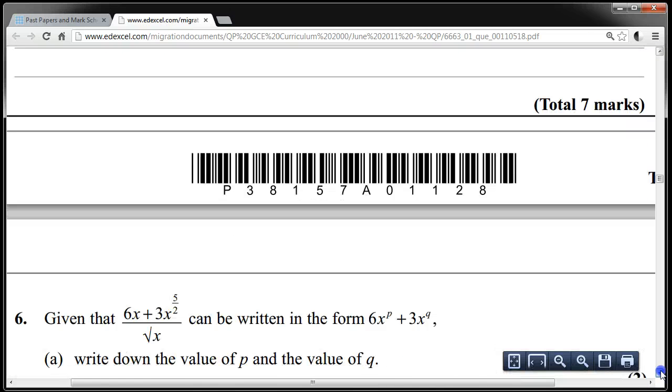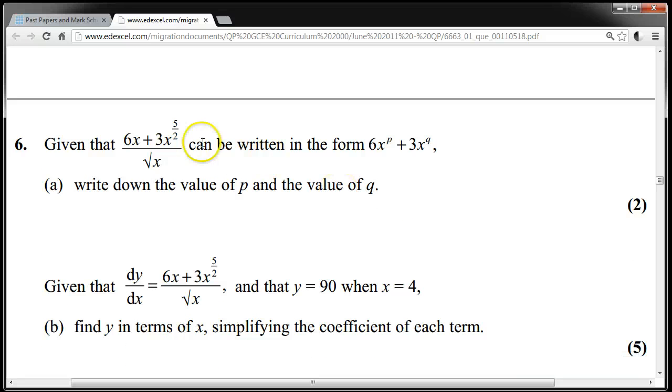The next one then, question 6 now. Looks awkward. This is just x to the half. You split this up as you would do fractions, and you can write it in this form. Read off p and q. So that would be the power here and here when this is simplified. Then we can note that we can write this in simplified form, and we can separate the variables and integrate, put in this initial condition, and we can obtain y in terms of x and simplify.